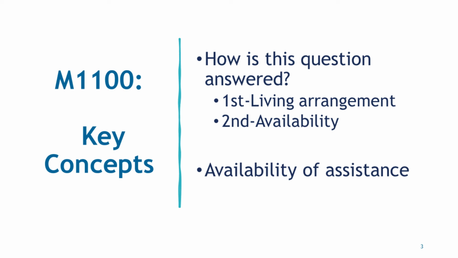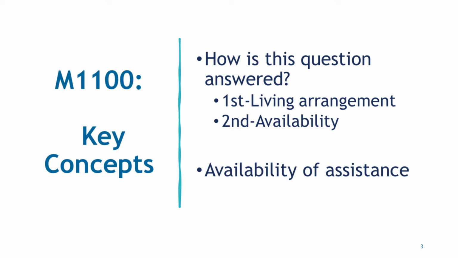The first concept is, what are the 2 steps to determine the answer to this OASIS item? First, we determine the living arrangement, whether the patient normally lives alone, in a home with others, or in a congregate setting. Second, determine availability of assistance. How frequently are caregivers in the home and available to provide assistance if needed? Only one response should be marked.